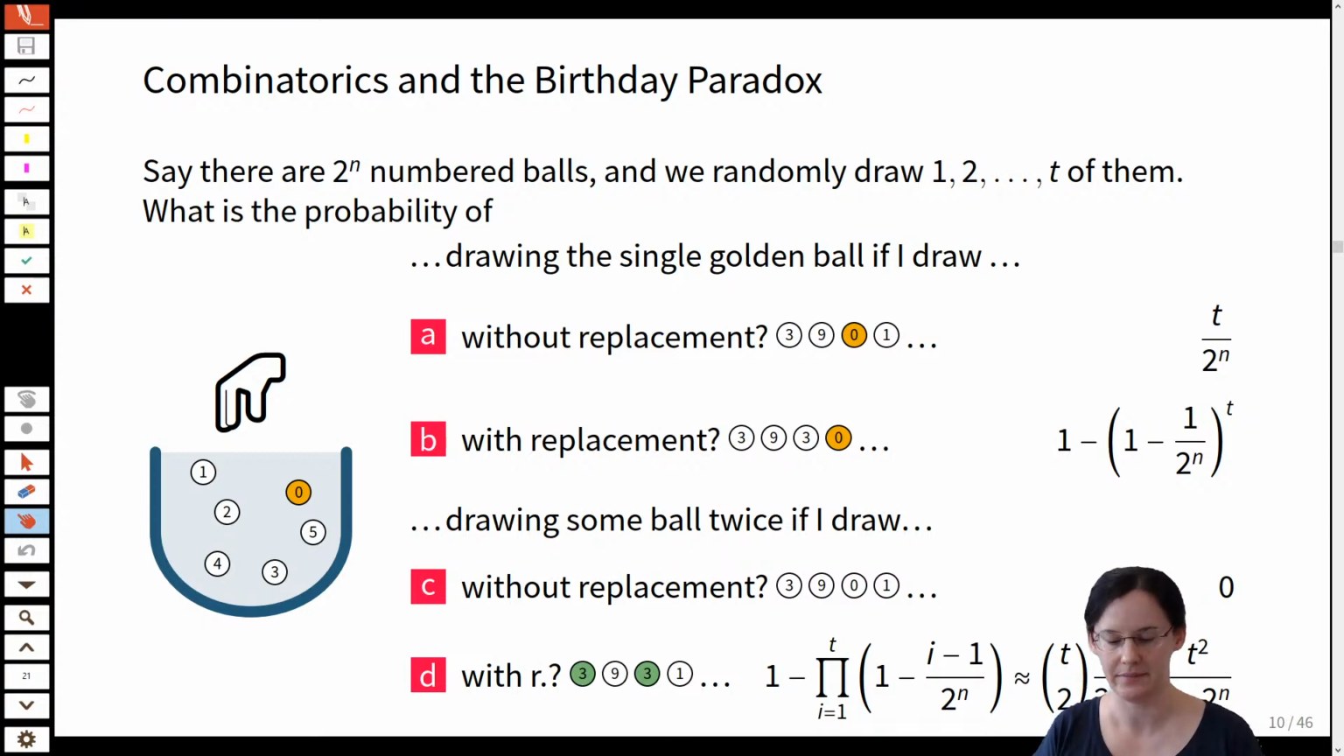So I have t choose 2 possible pairs, and each of them is a collision with probability 1 divided by 2 to the n. So if I multiply this out, what I get is again approximately something like t squared divided by 2 and divided by 2 to the n. So the important thing here is that t is squared before being divided by 2 to the n. And this is different from the case up here. So what we're seeing here is another explanation of the birthday paradox that you might already have heard about.